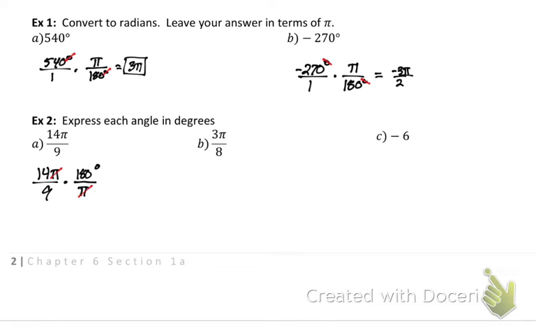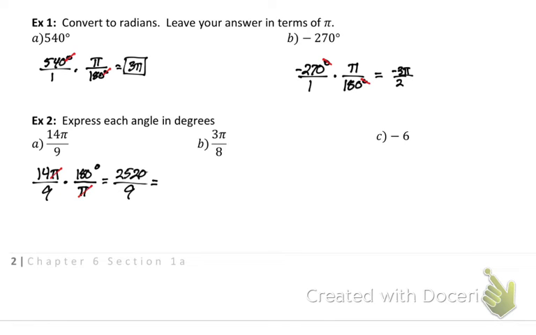And then we're going to have 14 times 180 divided by... You guys are using calculators. So if I do 180 times 14, what do I get? 2,520. Pi divided by 9. And that equals... Oh, what's wrong with mine? I have a pi. Does that happen? Absolutely.